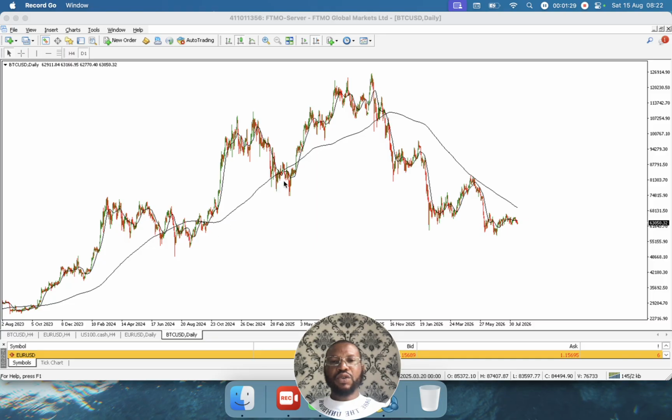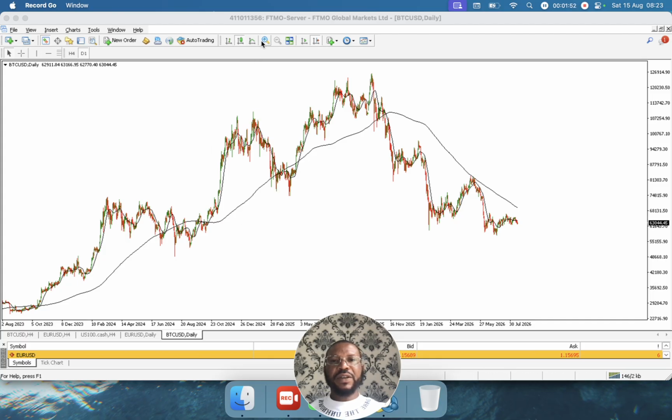I also have the 200 EMA. I use the 200 EMA specifically to identify the direction of the market. It means once I see that price is trading below my 200 EMA, I'm bearish. If price is trading above my 200 EMA, I'm bullish. So with this, we can see that the BTCUSD is in a downtrend.